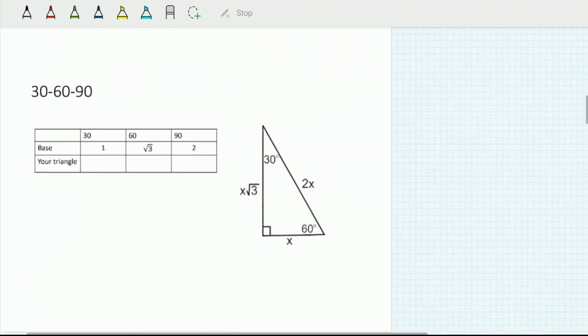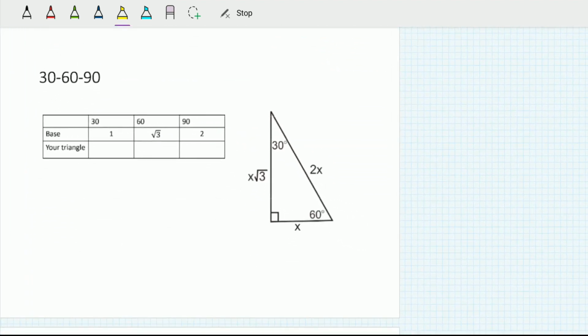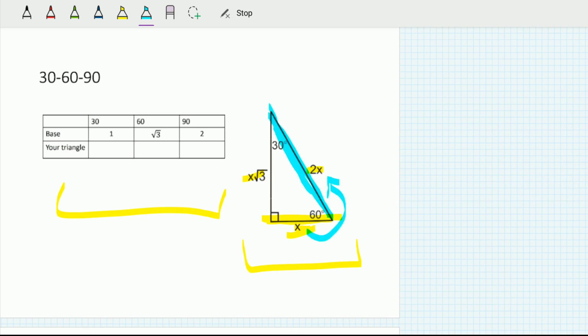So here goes the pattern and the rules, if you want to think about it in the pattern way right here, and then in the table way. I already explained this: x, x square root 3, and 2x. If you really think about it, the short side is connected with the hypotenuse because it's double, right? So if, for instance, I give you 4 here, then automatically that means it's 8 over there.